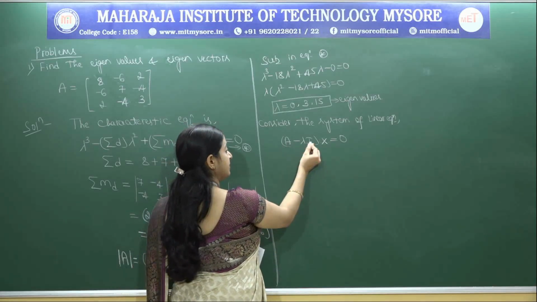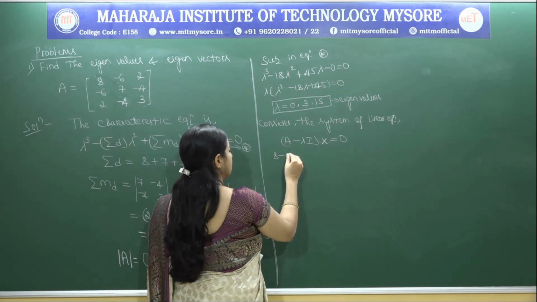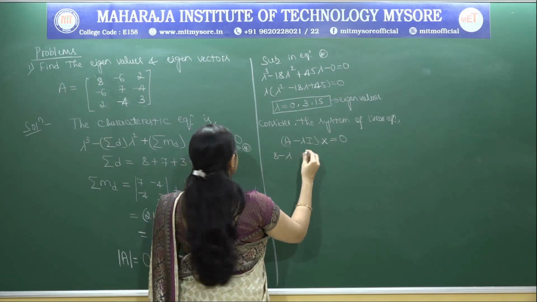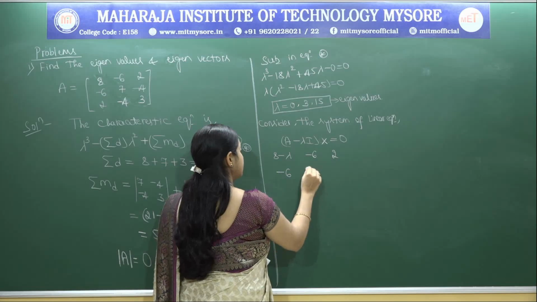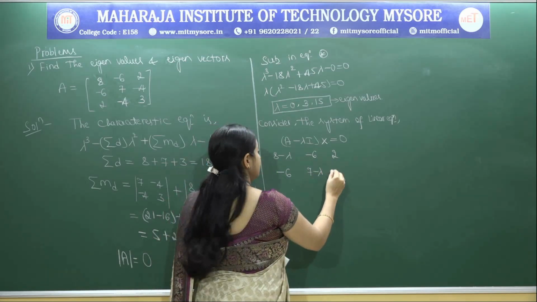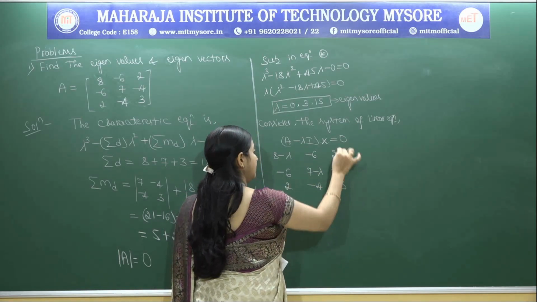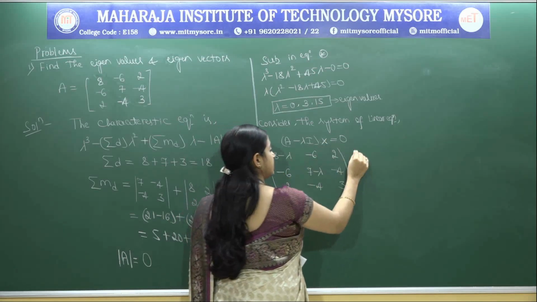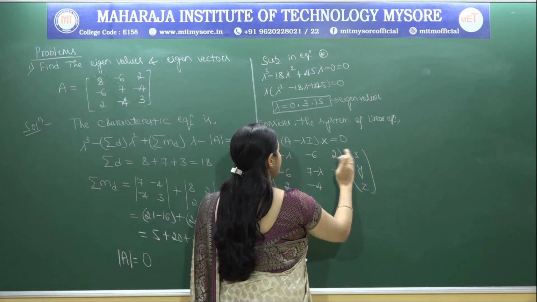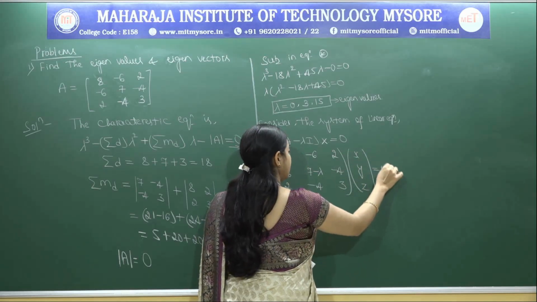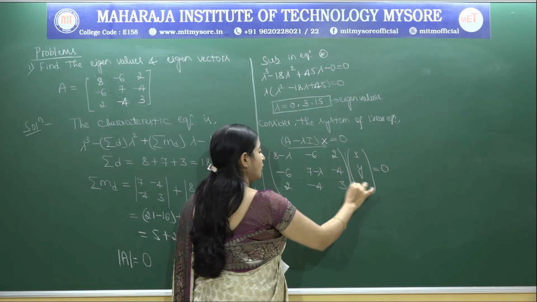So write the first A minus lambda I. The given matrix is A minus lambda: first row 8 minus lambda, minus 6 and 2; next row minus 6, 7 minus lambda, minus 4; last row 2, minus 4 and 3. This matrix is multiplied by the variables x, y and z. Equate this to 0. Then take this matrix multiplication, row into column.